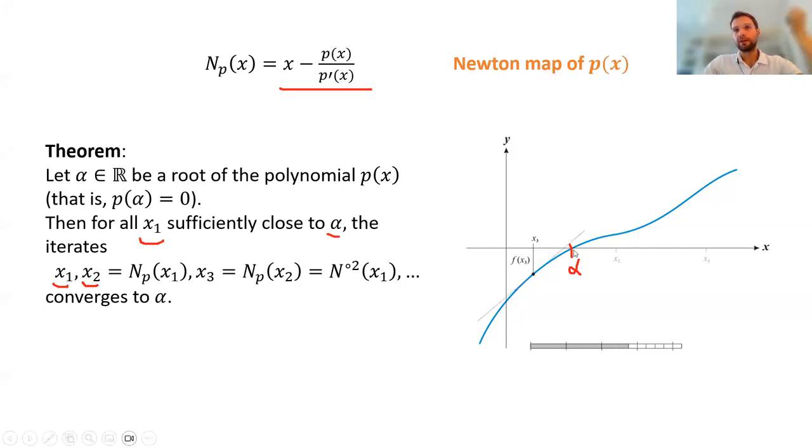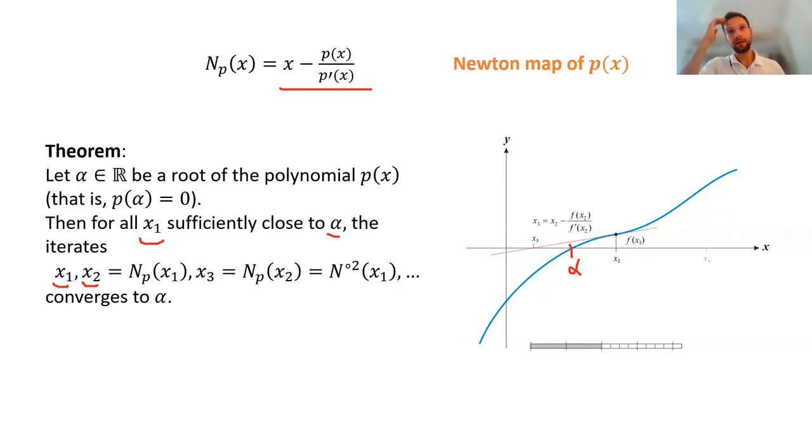And you can see it on this animation, right? The point x4 is becoming closer, and x5 is more or less indistinguishable from the root. So the message here is that there's a procedure based on substituting the curved line, which is your polynomial, with the tangent line, and doing it iteratively. And if you start close enough to a root, then this procedure will find you this root.